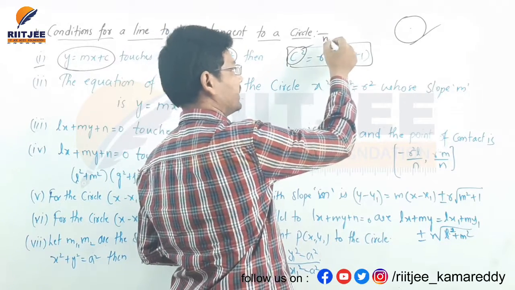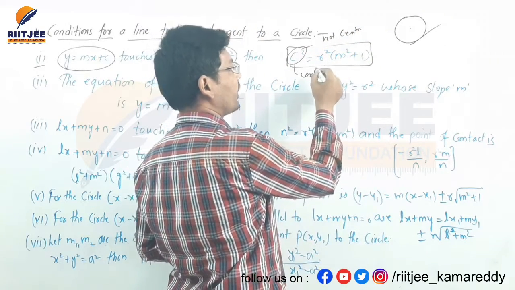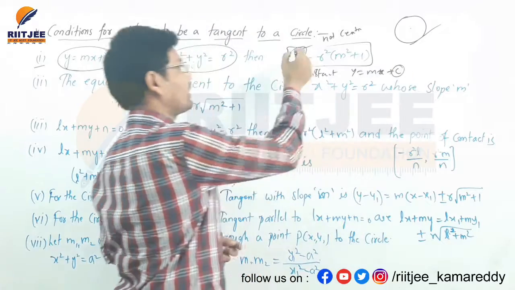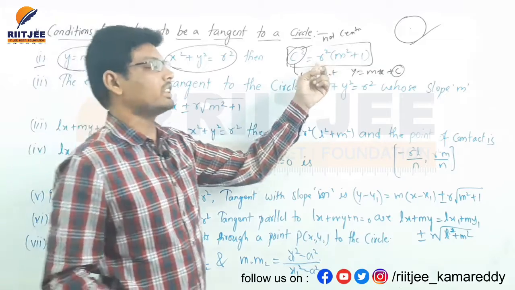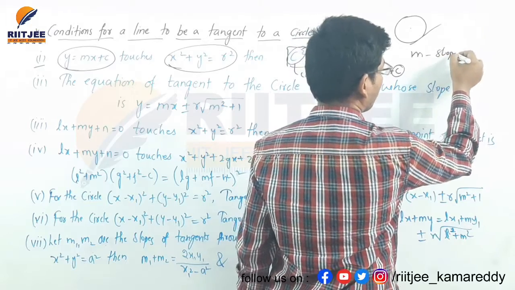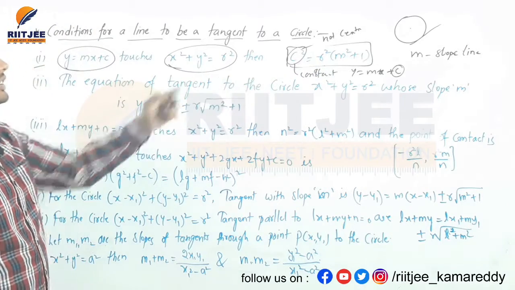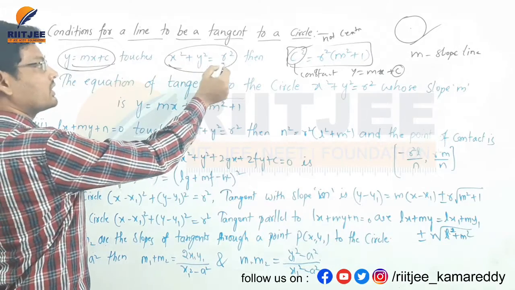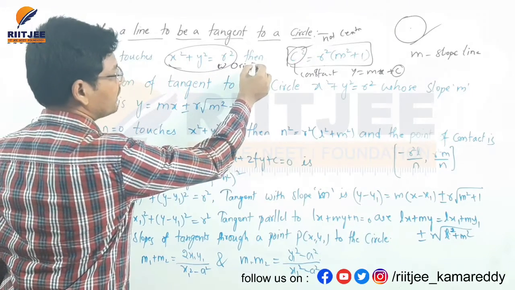Here c is not the center. C is nothing but the constant value of the line y equal to mx plus c. R is the radius of the circle, and m is the slope of the line. This is the condition for tangent of a circle when y equal to mx plus c. This line touches a circle which has the origin as its center.